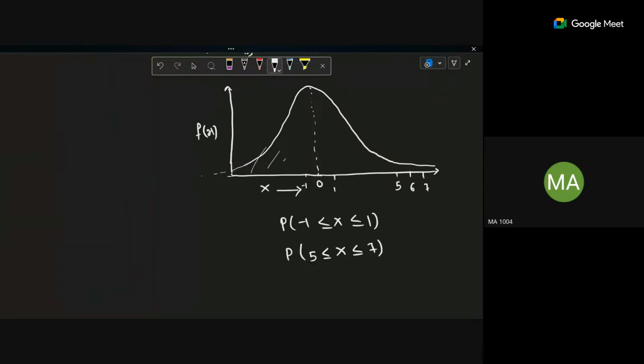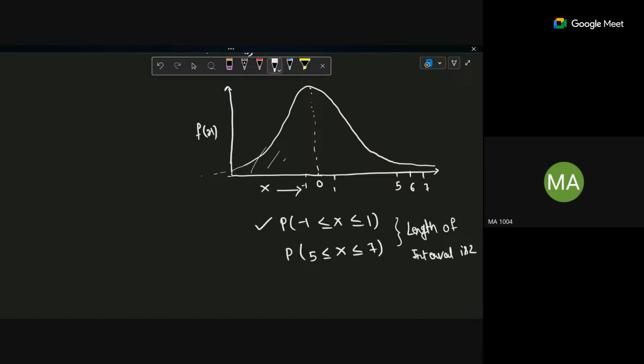See, I just want which one is the larger here? So obviously this one is larger, right? But just notice one thing: the length of interval for both of them is 2, isn't it? For both of them, length of interval is 2. Yes, ma'am. But the probability for this one is higher than x lying between 5 to 7.